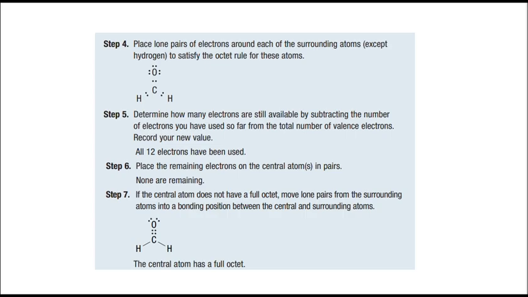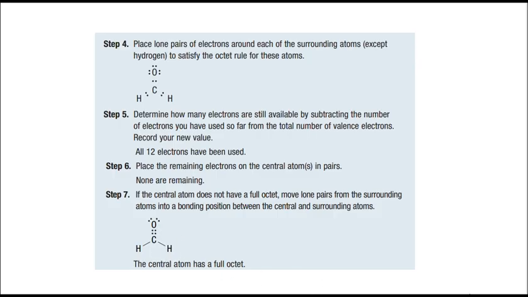Step number 4, place lone pairs of electrons around each of the surrounding atoms to satisfy the octet rule. Remember that we don't have to draw lone pairs for hydrogen because hydrogen does not follow the octet rule. Then we determine the number of electrons that are still available. In this case, no valence electrons are remaining, so we don't have to do anything to carbon. If not, we have to place the remaining electrons on the center atom in pairs.